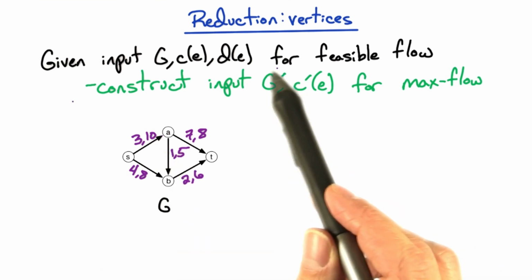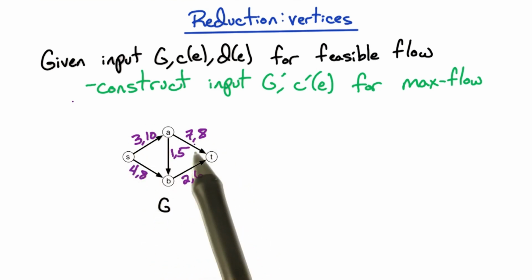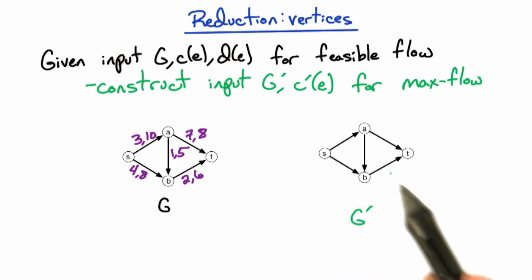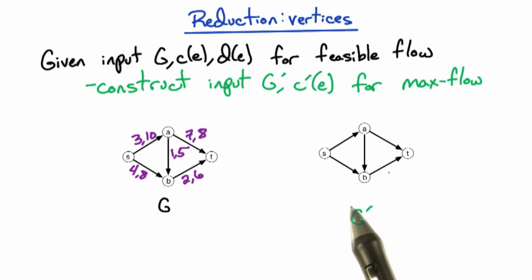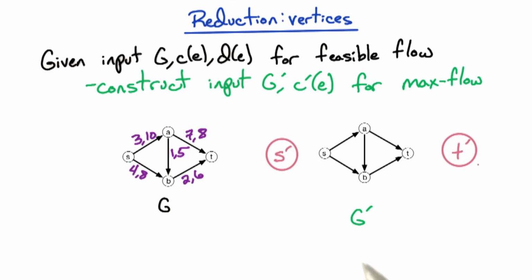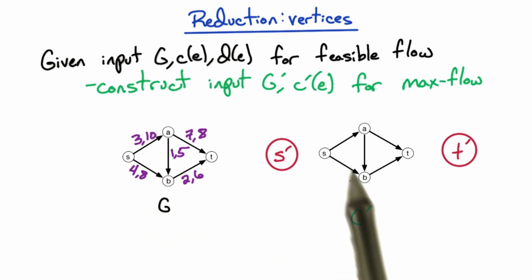Now let's try to create our graph G prime. Well, we want to keep all of this information, so we're going to keep the same graph G, and we're going to add additional vertices to it. So this is going to be our directed graph G prime, which is going to be the input to the max flow problem. So we're going to start with the same graph G that was the input to the feasible flow problem. And we're going to add a new start vertex, which we'll denote as S prime, and a new end vertex, which we'll denote as T prime. So the original S and T will now serve as internal vertices. Now these are the vertices of this new graph G prime.